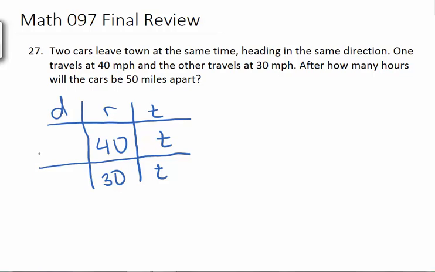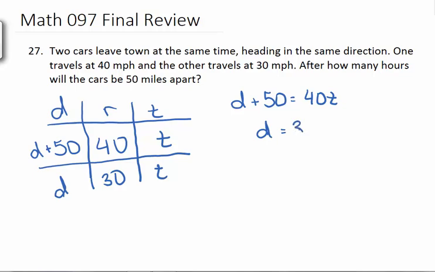The one that's going 40 miles per hour is going to be ahead of the other one. So he traveled some distance plus an extra 50 miles. The other one just traveled D. So this puts car 1 50 miles ahead. So now my first equation, distance equals rate times time. And the second equation, distance equals rate times time. This one we're going to solve by using substitution. So D is 30t, and then plus 50 should be equal to 40t.